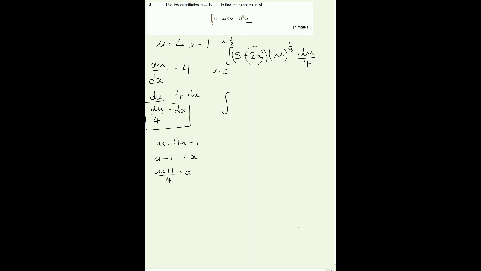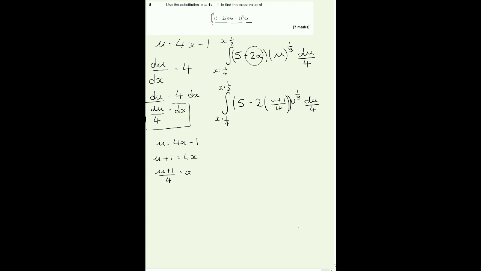So the second line that I'm going to write down in my main workings has my two limits, which are still in terms of x. We are going to change those limits in a little bit. 5 minus 2 lots of u plus 1 over 4 times u to the third times du over 4. I just want to close off that second bracket there. Everything in here is being multiplied together.